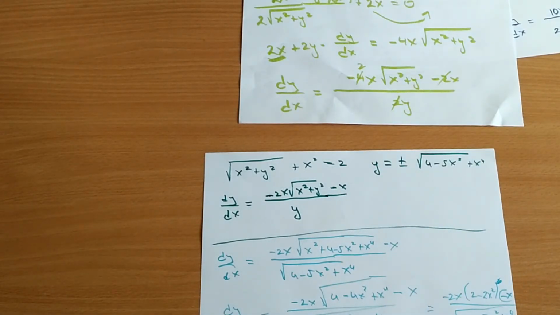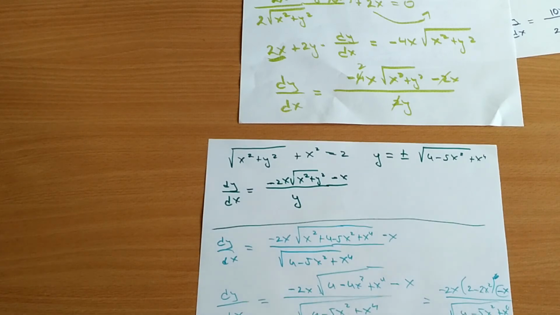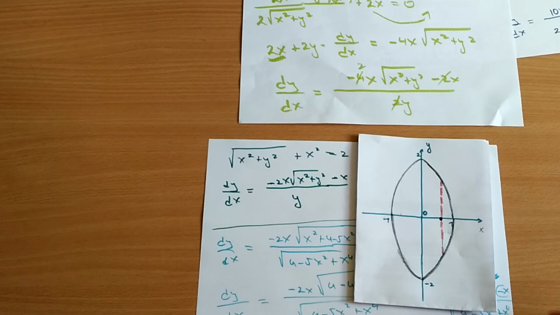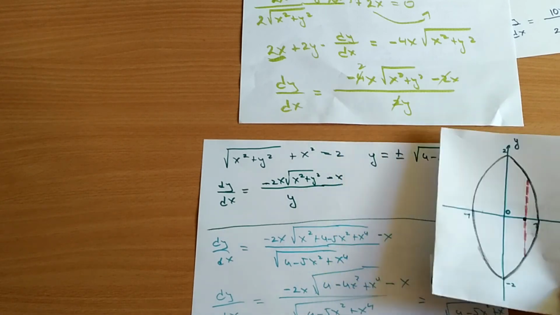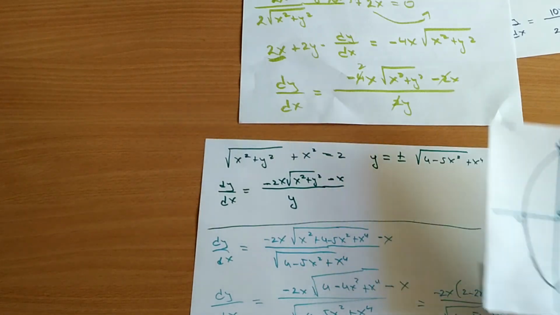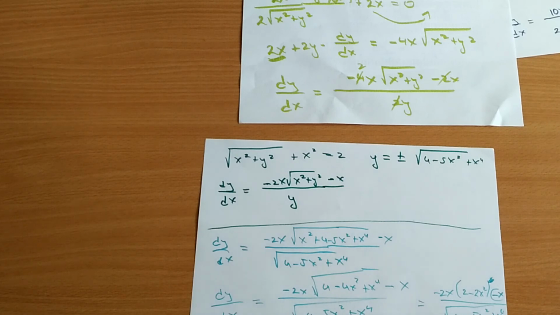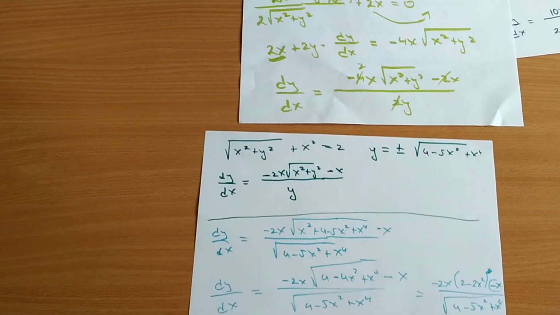And in the next video, I'm going to replace y with the negative square root, and then we're going to look at the graph of this equation and see why the differentiation through explicit and implicit forms is basically equal.